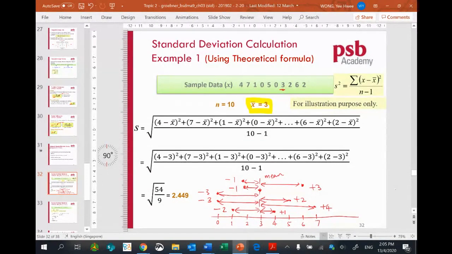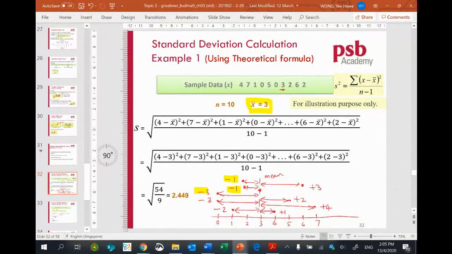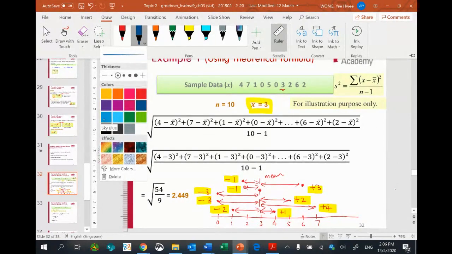Okay, now you take your calculator or do a mental calculation. Add these numbers up. See all the differences, the distances from 3, right? What did you get? You get a 0, did you?